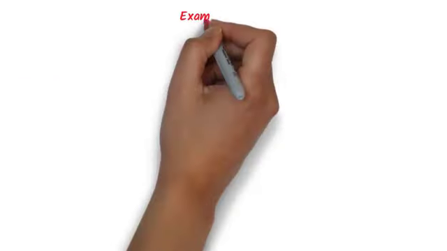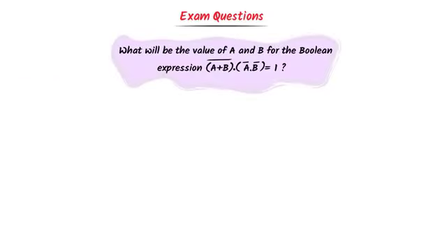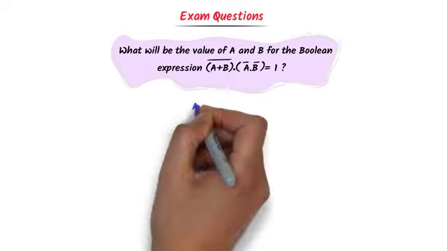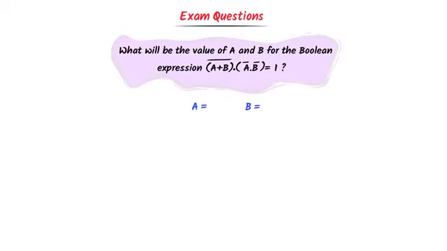Finally, let me teach you some exam questions. What will be the value of A and B for the Boolean expression A plus B whole bar into A bar dot B bar equals 1? Well, the question is, what value of A and B should we take so that left hand side becomes equal to the right hand side? Let me take A equals 0 and B equals 0.